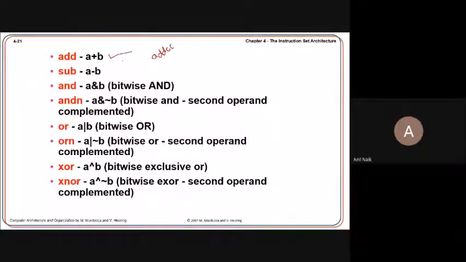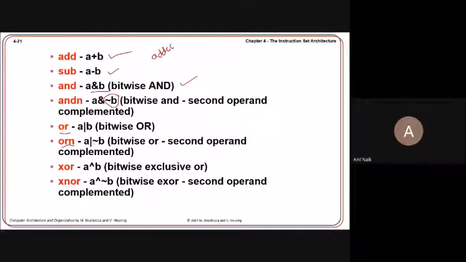ADD is the A plus B operation, SUB is A minus B, AND is the logical A and B operation, and ANDN means it performs A and the inversion of B. Bitwise, the second operand is complemented. Here the operation is logical AND, but ANDN means the second operand is complemented. Then OR is A or B. These are the mnemonics.